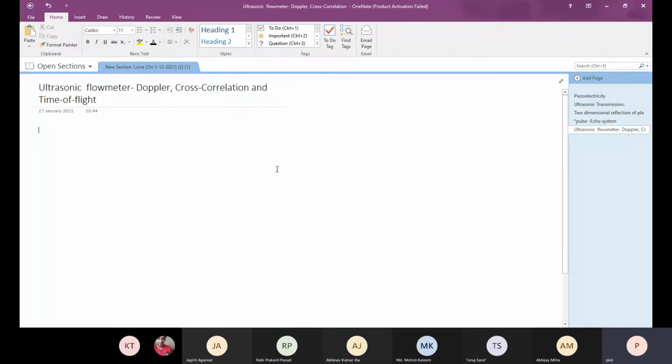So, good morning, everybody. We shall continue our discussion on ultrasonic transducer applications. Today we shall discuss ultrasonic flow meters, Doppler, cross correlation, and time of flight methods. You might have also covered these topics in your instrumentation devices one class while discussing flow meters. However, we will just go through them as applications of ultrasound.